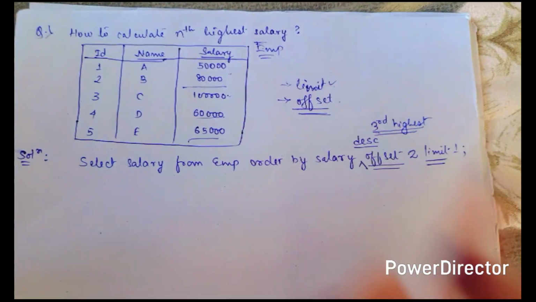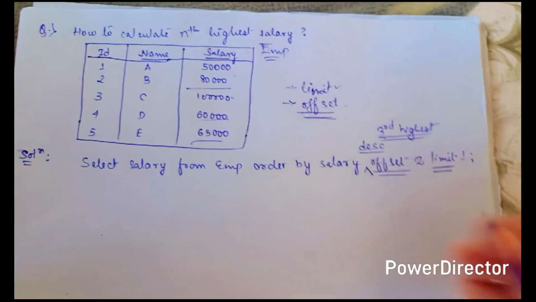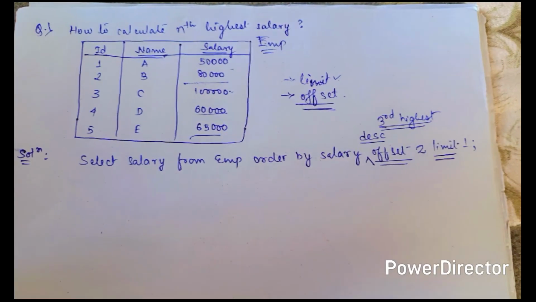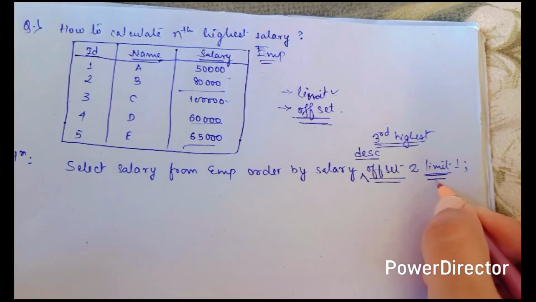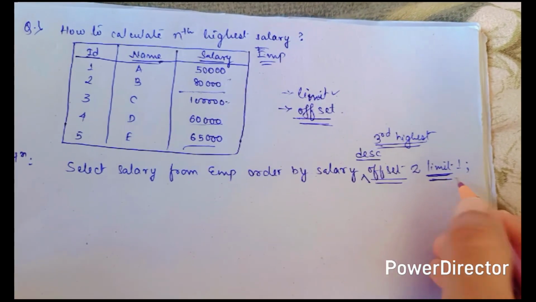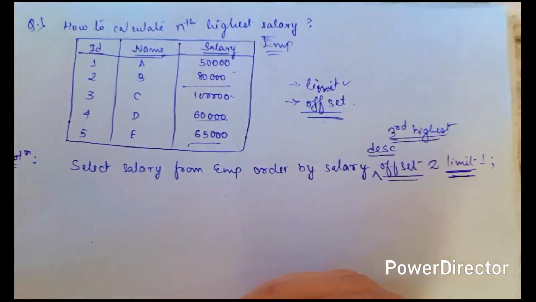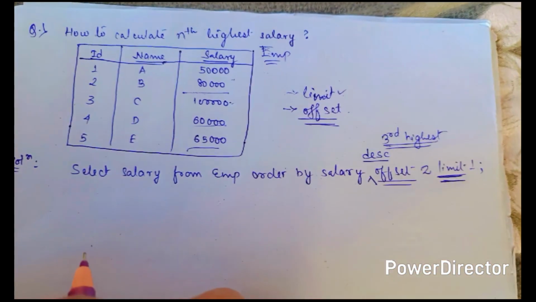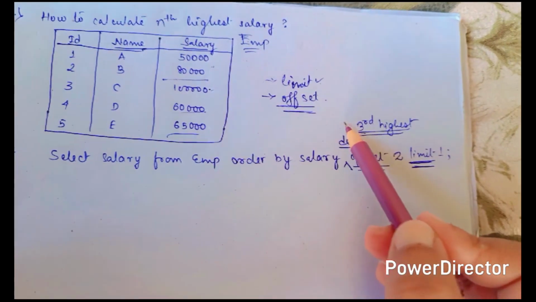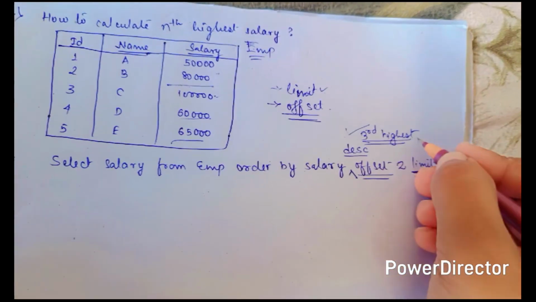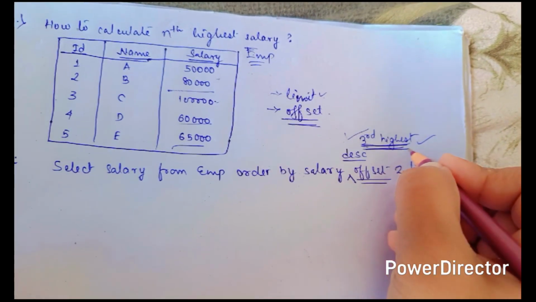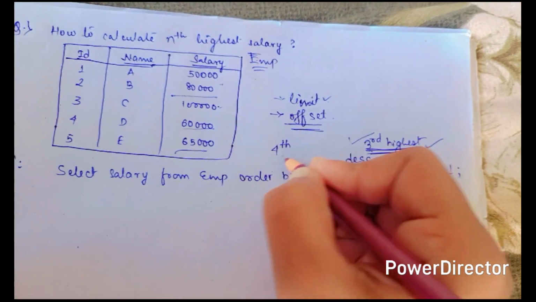A limit is used in this query to reduce the records to be shown. If you are not using the limit function, then all other records will also get shown, but we want only one record, that is the third highest salary or the fourth highest salary.